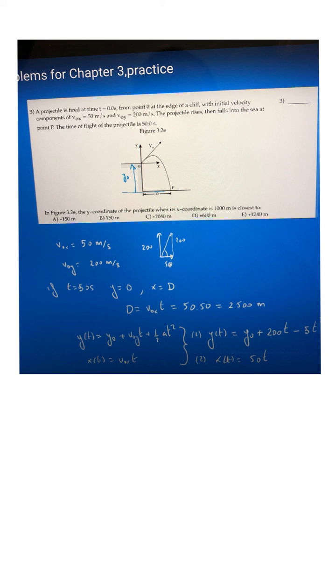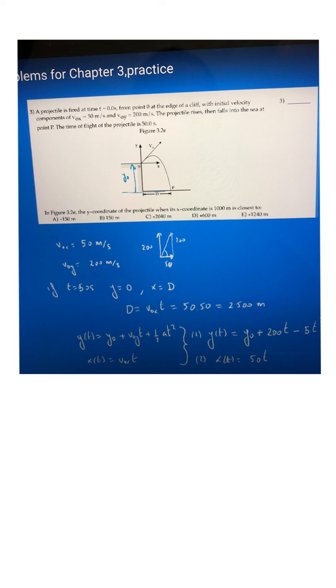The time of flight of the projectile is 50 seconds. It then says in figure 3.2e, the y-coordinate of the projectile when its x-coordinate is 1,000 meters is closest to. So in this case, they want us to find the y-coordinate.